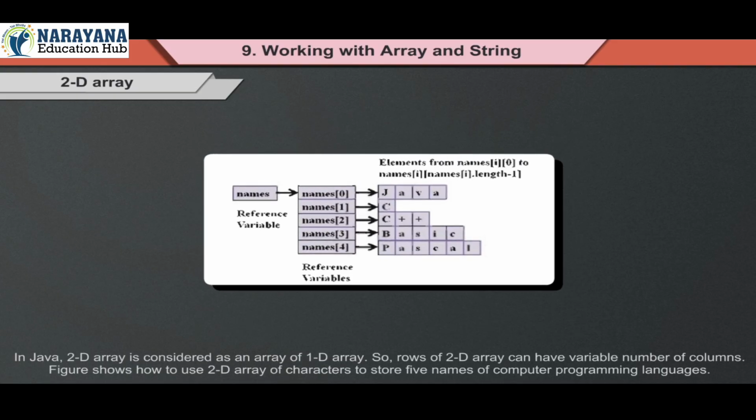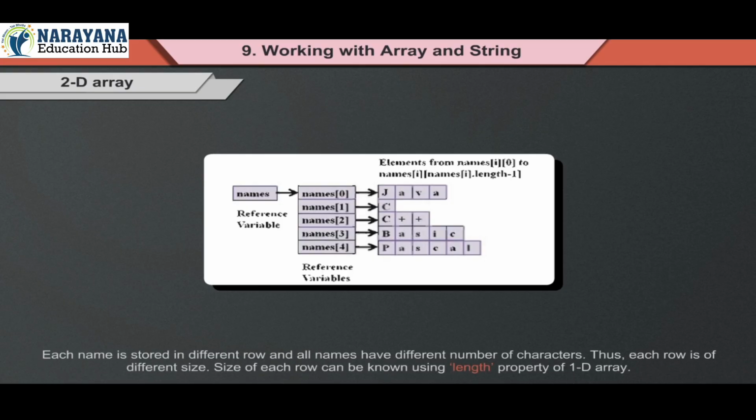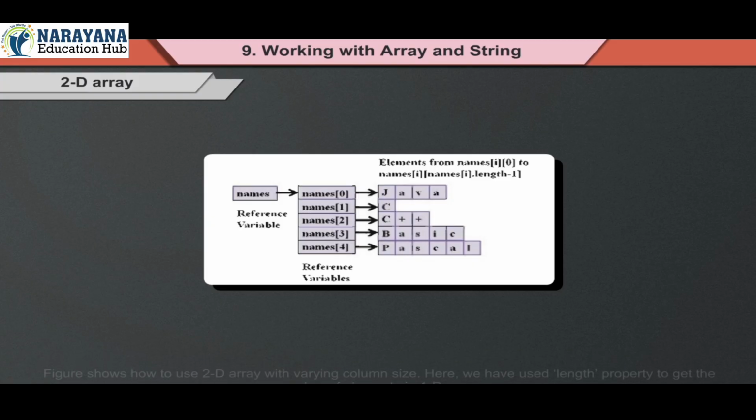The figure shows how to use a 2D array of characters to store 5 names of computer programming languages. Each name is stored in a different row and all names have a different number of characters. Thus, each row is of different size. The size of each row can be known using the length property of a 1D array.